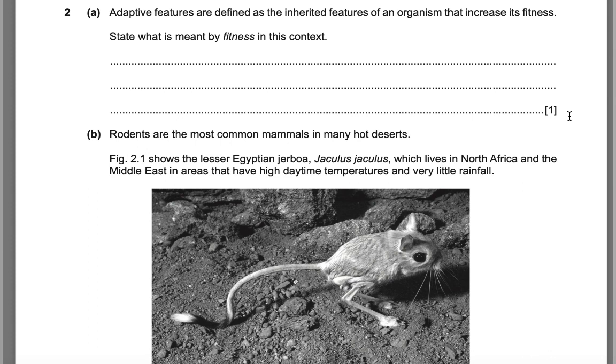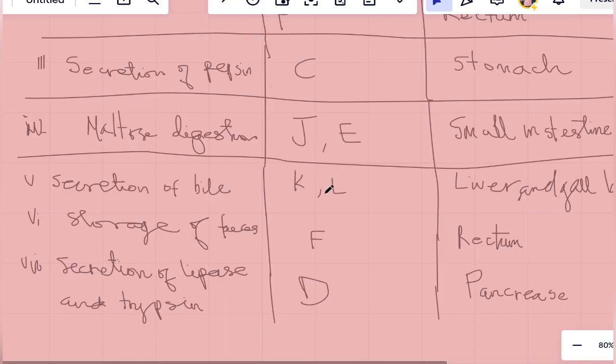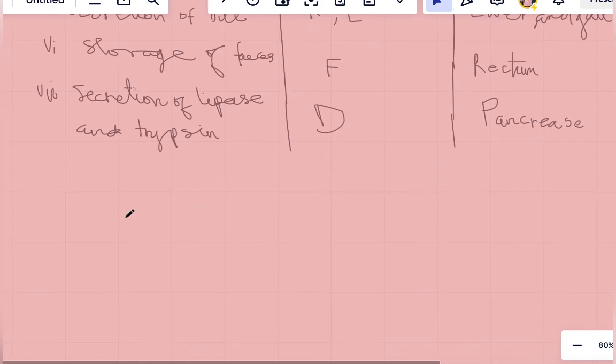Fitness, adaptivity has something to do with being able to survive in a place, being able to live in a place, being able to survive for food, fight for food, get food, and survive and live, and you don't die in the place. So fitness in this context is the probability of survival and reproduction. For you to be fit in this context, it means probability of survival.